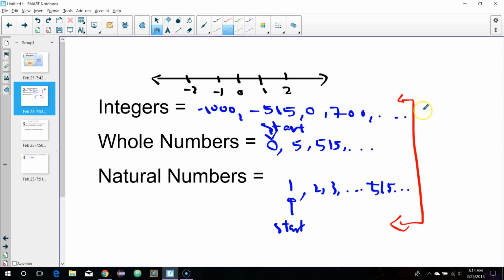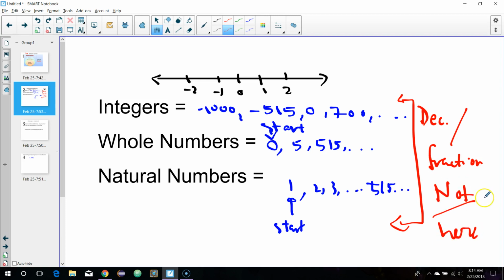Decimal and fraction? It's only reasonable to ask. Decimal or fraction? Where are they? These two types of number are not in the basic system, as in the integer, the whole number, and natural number, not inside here. So decimal and fraction are not in here, and that's why we have what we call the rational numbers and irrational numbers to cover that.